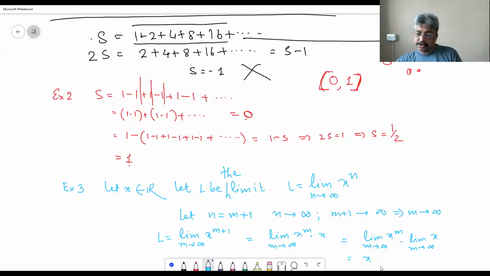which is equal to x times L. This is x, this is L. Therefore, L is equal to x times L.